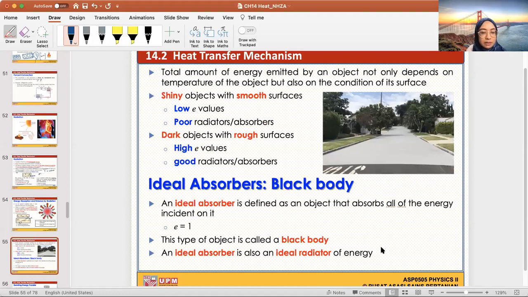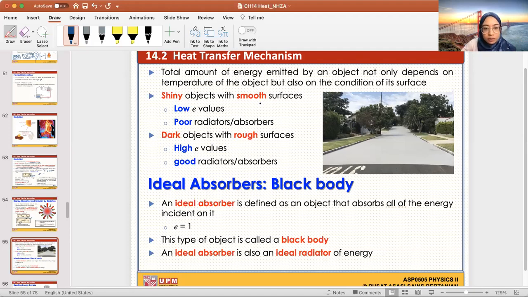Okay, so let's talk about emissivity. Emissivity depends on the surface type, right? We have two types of clothes. One is black, one is white. I think we've learned this in high school, at least I did. We learned that black shirts absorb heat better than white shirts. And a shiny surface reflects heat. It's a bad absorber of heat, right? Compared to a rough surface. So emissivity is related to that.